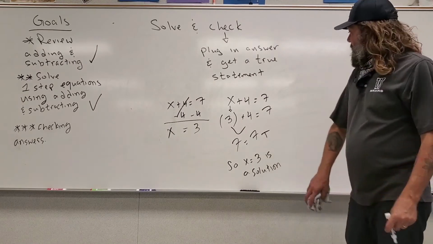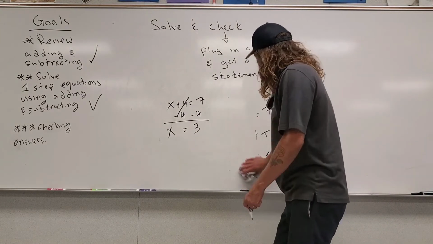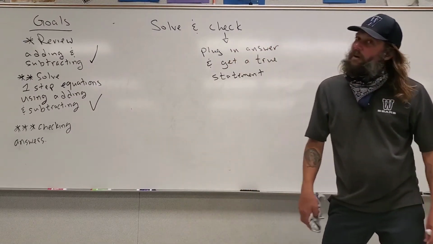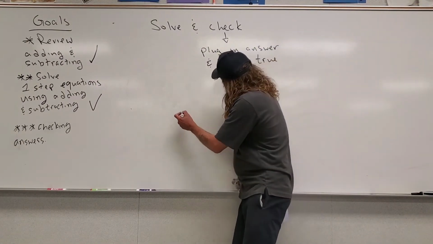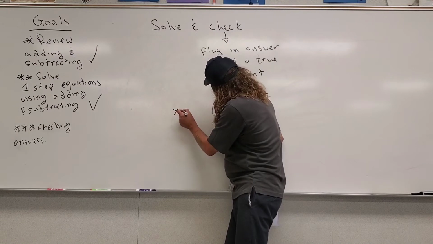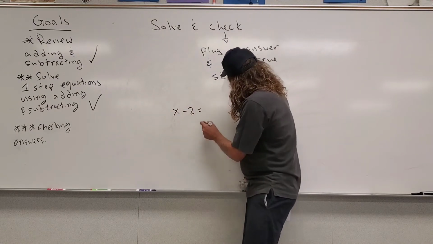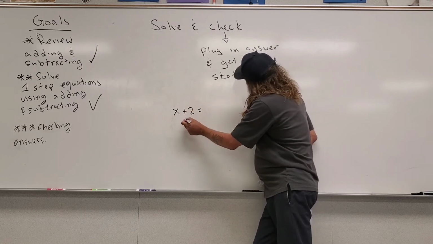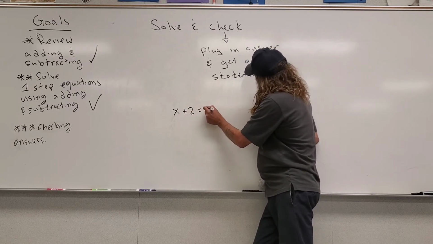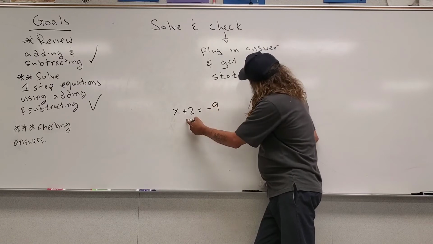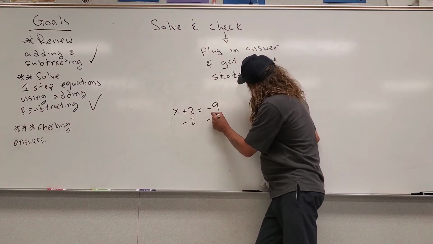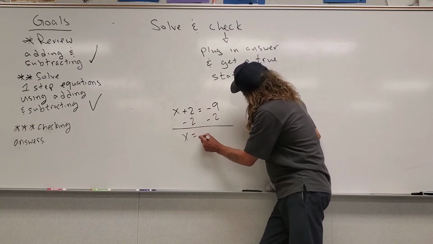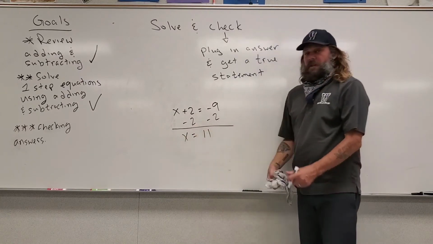All right, so let me just make up another problem here real quick. And I'll see if you guys can figure out where I'm making my mistake. So if I have x plus 2 equals negative 9, I need to subtract away the 2. Right, because we have to solve by subtraction, and we'll say that x equals 11.